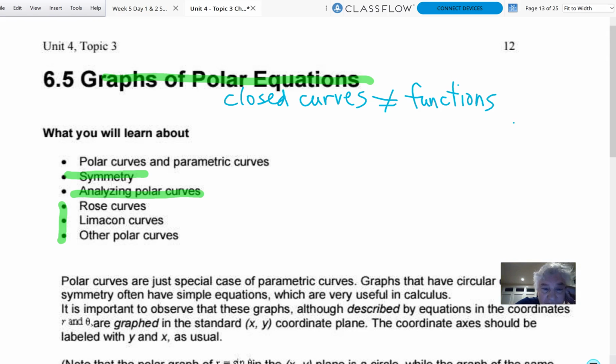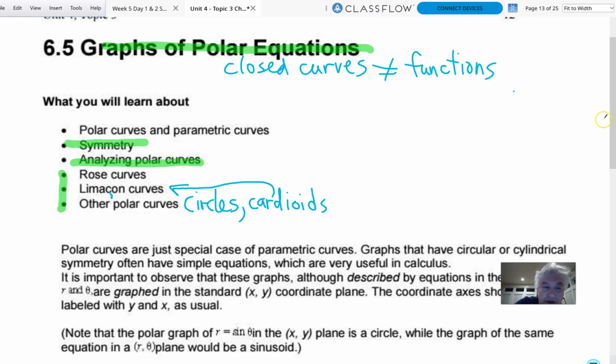Other polar graphs are circles, which we've already looked at a little bit, and also something called cardioids. Don't forget that second i. Cardioids are really a type of limaçon. Limaçon comes from the French word that means snail, for some reason. So limaçon is French for snail, and a cardioid is a type of limaçon.